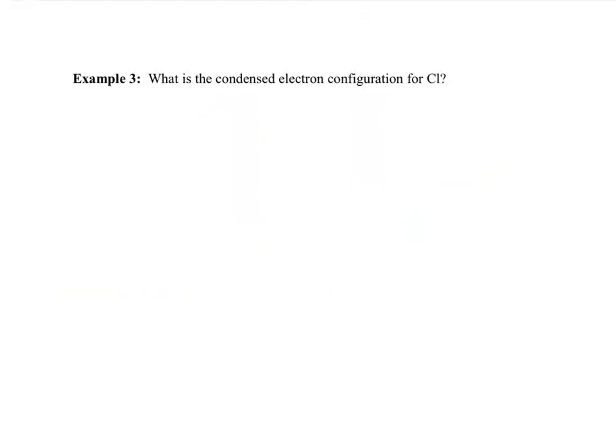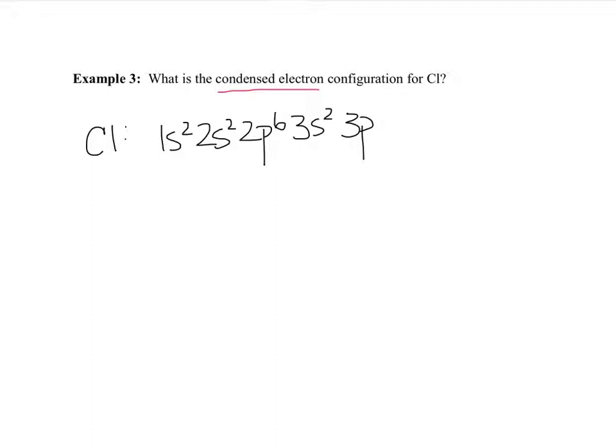Our final example is to figure out the condensed electron configuration for chlorine. So if we take a look at chlorine, chlorine had 1s2, 2s2, 2p6, 3s2, 3p5. And our notes mention that the condensed electron configuration takes into account the electron configuration of a noble gas. So when we take a look at where chlorine is in the periodic table, it's element number 17.